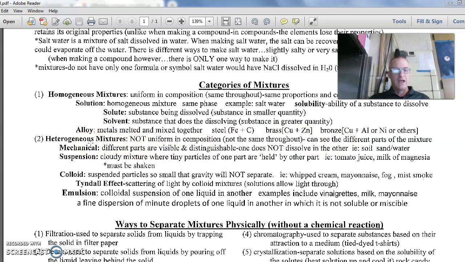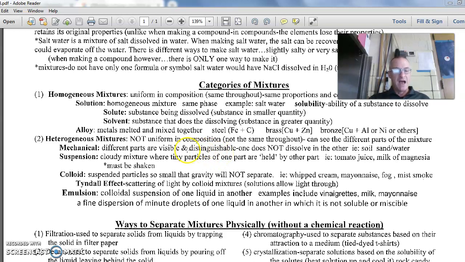Another type of heterogeneous mixture is called a suspension. A suspension is a little bit different than a mechanical mixture. Mechanical mixture, the different parts are clearly visible. With a suspension, it is a cloudy mixture where tiny particles of one part of it are held by the other part of it. So when it starts out, a suspension, you have one part of it suspended within the other part of it. That's why you call it a suspension. One part of the mixture is suspended or held by the other part.